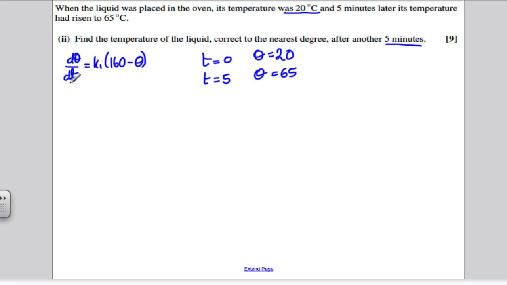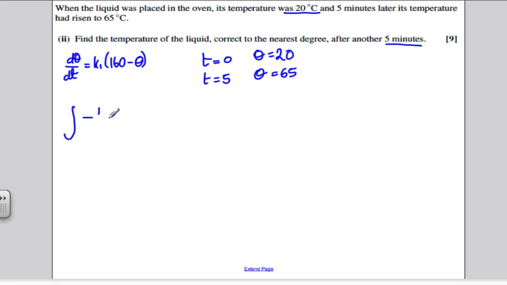Well, what we're going to have to do is solve this differential equation and use the boundary conditions to find the constants of integration. When we've got a particular solution, use it to find the temperature after another 5 minutes. Okay, how are we going to solve this? By separating variables and then integrating. Divide both sides by 160 minus theta, multiply by dt, and integrate. All in one go, we would get the following.